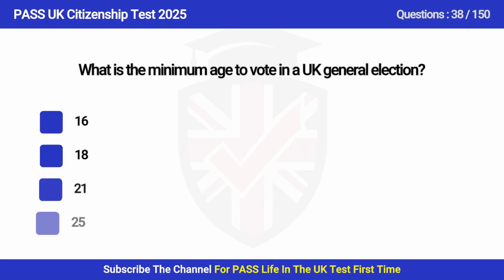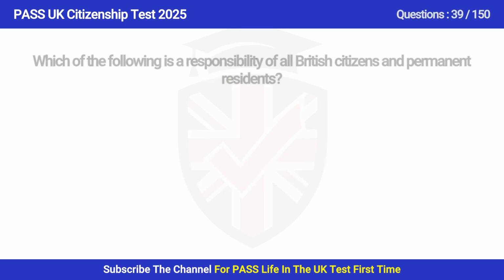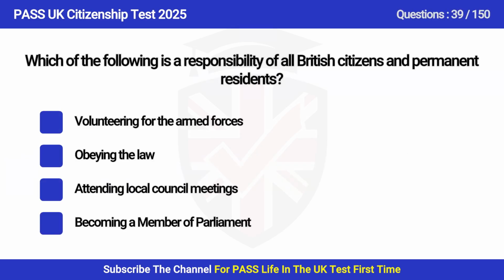Question 38. What is the minimum age to vote in a general election? A. 16, B. 18, C. 21, D. 25. Answer is B. 18. Those aged 18 or over are eligible to vote in general elections, local elections, and other polls across the UK.